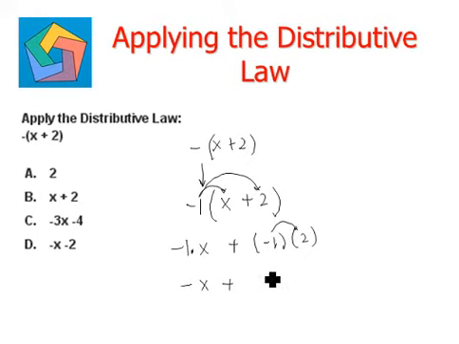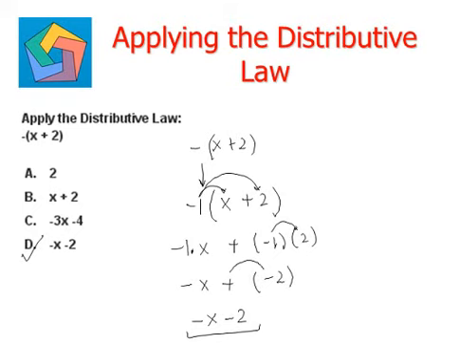That is, one positive number and one negative number are multiplied. The answer is negative, and hence we get negative x. A positive multiplied by negative is a negative 2. So negative x minus 2 is the answer for this, which can be seen in option D.